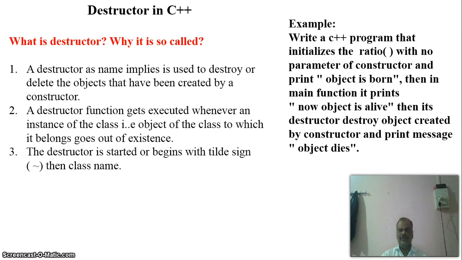A destructor function is initiated whenever an object dies, that is, when the object exits its scope or completes its work, then the destructor function is initiated. And how do we identify a destructor? The name of the class and the name of the destructor are the same, but a destructor begins with a tilde sign, which is the one's complement sign, followed by the class name.